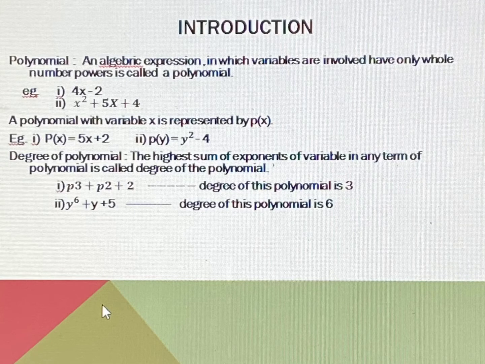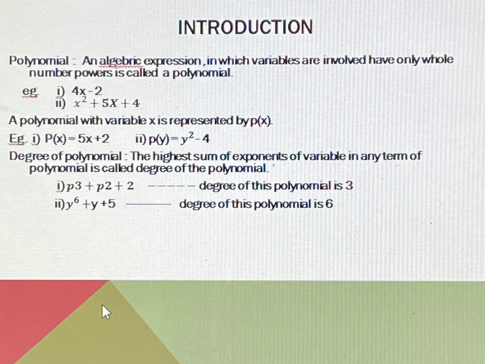A polynomial is an algebraic expression in which variables are involved and the powers of these variables are always whole numbers. You can see the example 4x minus 2 where x is a variable. Any polynomial which is having variable x is represented by p of x. If it is having variable y, then it is represented by p of y.